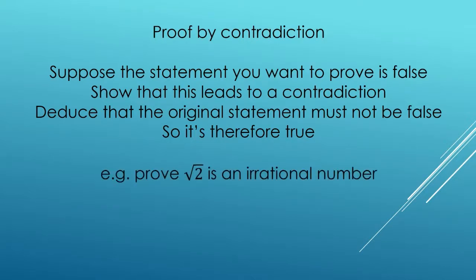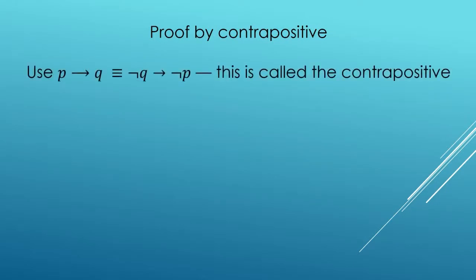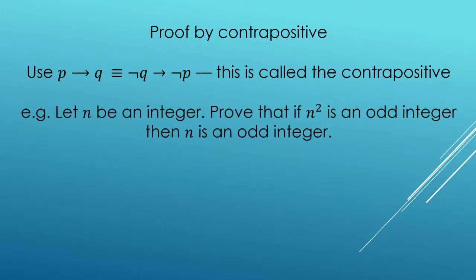For example, we can use this to prove that the square root of 2 is an irrational number. First, suppose it's a rational number, show that it can't have an irreducible rational form, and therefore it must be an irrational number. Next is proof by contrapositive. Use this logical equivalence. P implies Q is equivalent to not Q implies not P, which is called the contrapositive of P implies Q. For example, you could prove this.